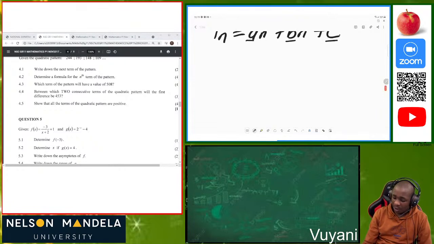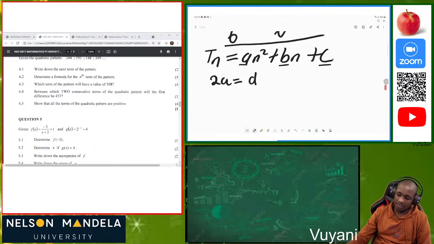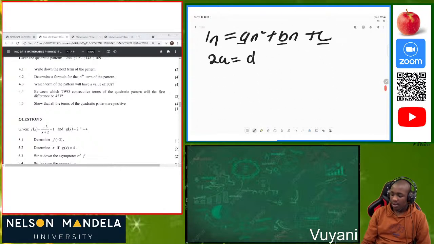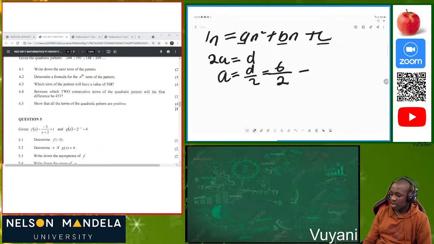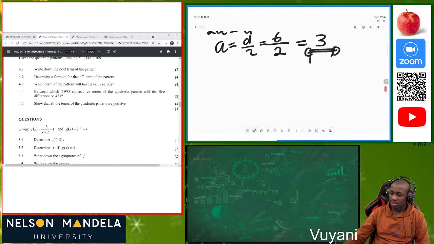So how do we find a? We say that 2a is equal to the constant difference. We calculated the constant difference to be 6. So a will be equal to d divided by 2. And what is our d? Our d is the constant difference, which is 6, divided by 2, and we get our a to be positive 3.